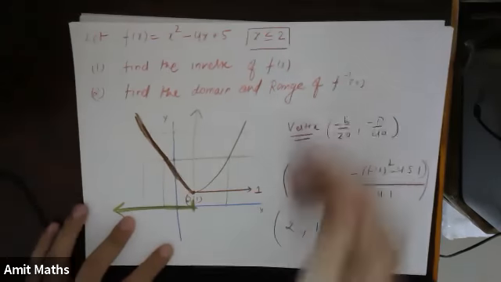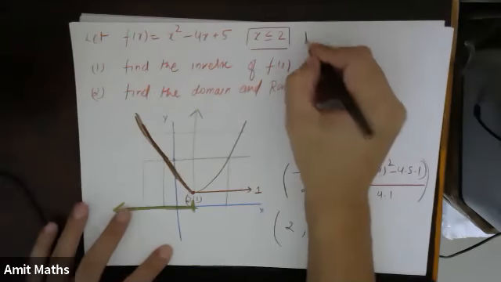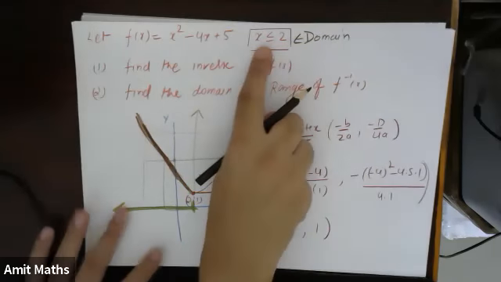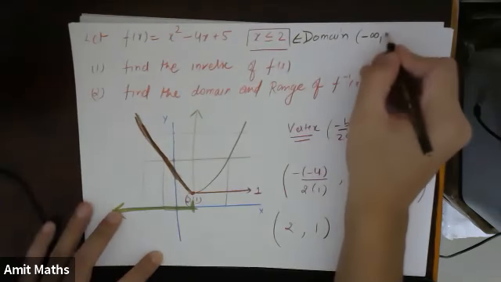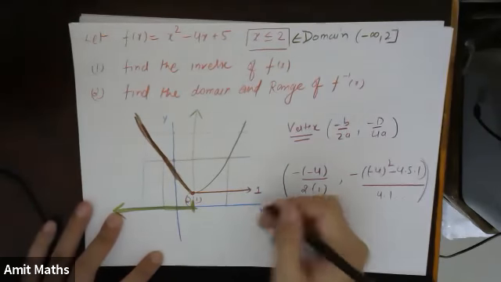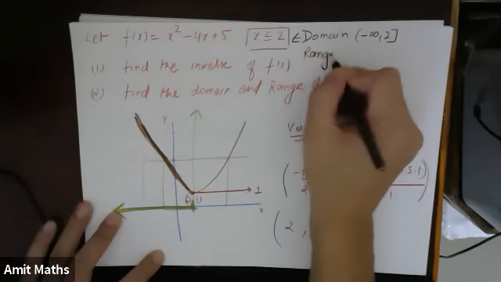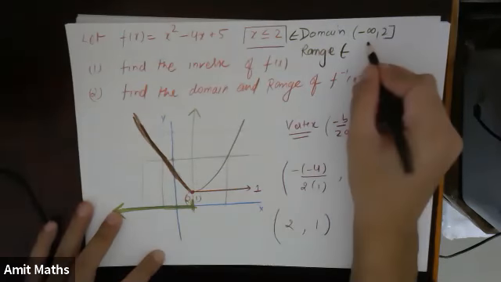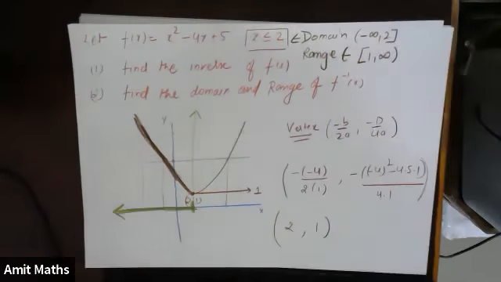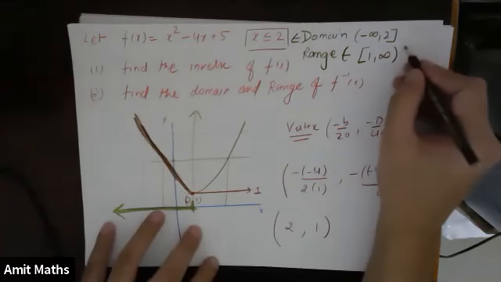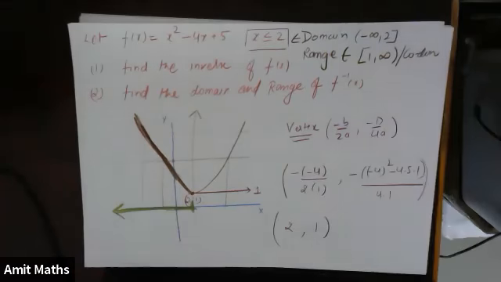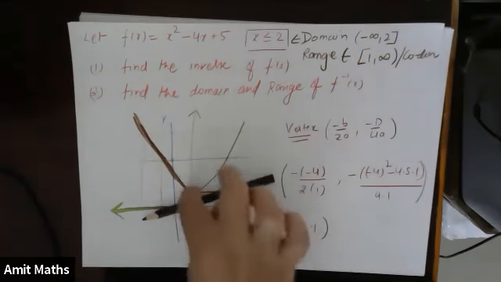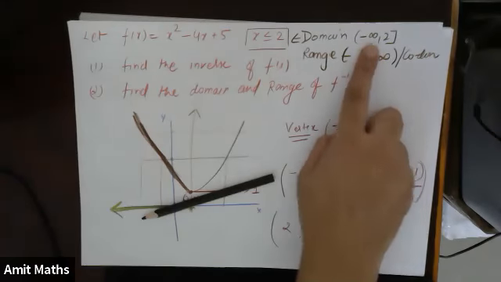Okay, so I can assume the domain of this function. The domain of this function is already given to me: from minus infinity to 2. And what is the range of the function? The range of the function is from 1 to infinity. Everybody understood? So what I have assumed is that the codomain of the function is from 1 to infinity, and the domain of the function is from minus infinity to 2.